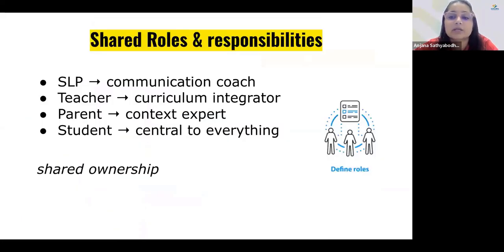So each one of us had, along with collaborating, sharing feedback, and sharing our concerns and challenges, unique responsibilities. As an SLP, I was responsible as a communication coach. Teachers had to integrate AAC into the curriculum and into the lessons. Parents, of course, are always the context experts, right? So they give us more insights about the child, what happened at home, and what's going on with the child. Parents are the best people to give us that information. And then students, of course, are central to every planning that takes place. So we all had a shared ownership.